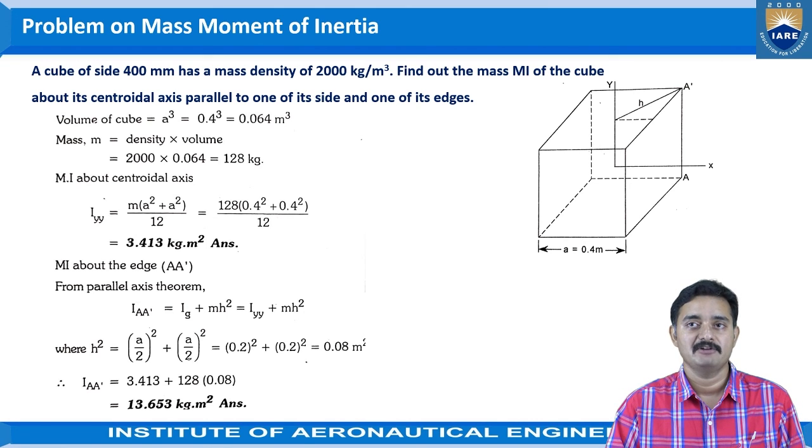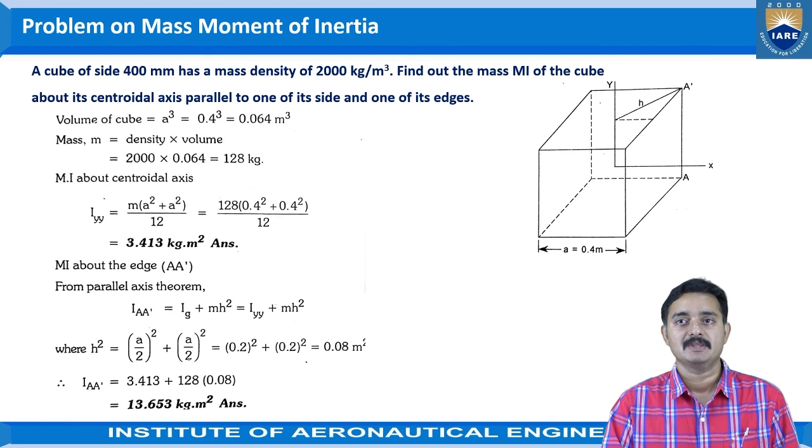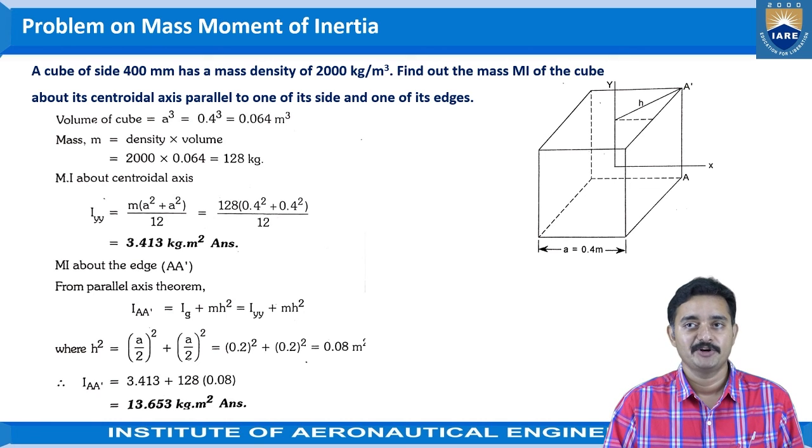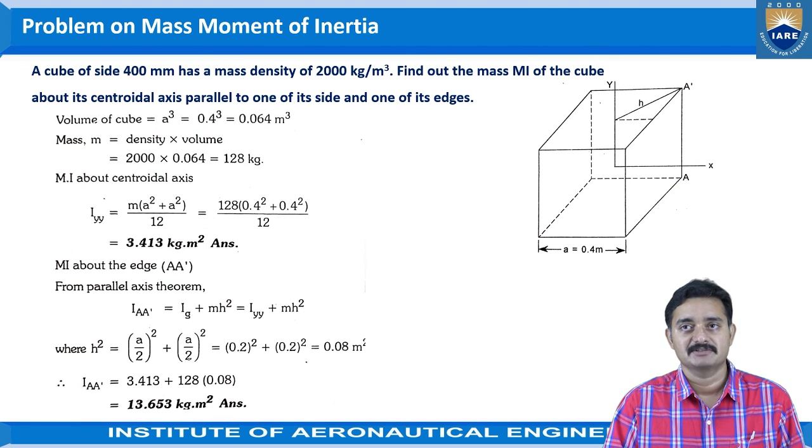So we can obtain the value as Iyy plus MH square, where H square is equal to (A by 2) square plus (A by 2) square. From the figure, we can obtain this: 0.2 square plus 0.2 square, that is equal to 0.08 meter square. So here IAA dash is equal to 3.413 plus 128 into 0.08. By simplifying this equation, we obtain the value as 13.653 kg meter square.